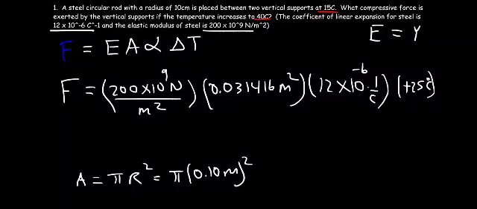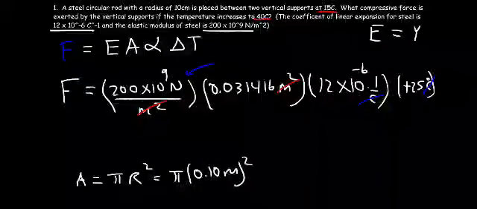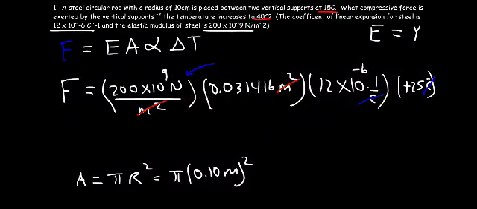So notice that the units square meters cancel and also Celsius cancels. So we're going to get the force in newtons. So it's going to be 200 times 10 to the 9 times 0.031416 times 12 times 10 to the minus 6 and then times 25. So the answer is going to be 1.88 times 10 to the 6 newtons.